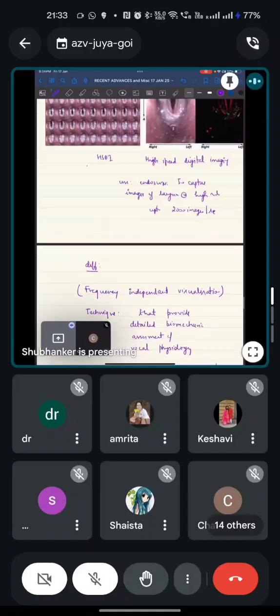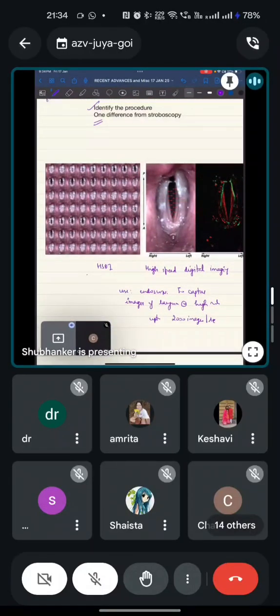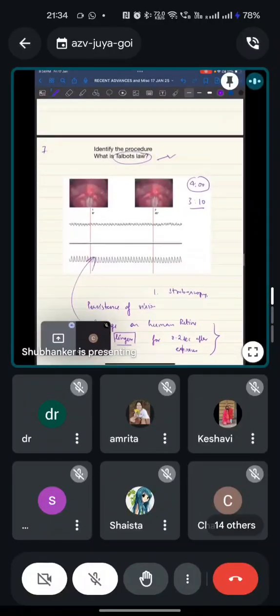As far as our exam pattern goes, for HSDI they will show you either multiple kinds of images, like in a chart they are capturing 2000 images a second, so they'll show you multiple images, or they will show these kind of speed images with multiple arrows. This is the difference which you will see from stroboscopy. In stroboscopy they will show you graph type of things, and detailed fine things about the vocal folds will be shown to you if they are asking the question. This is how you can differentiate.